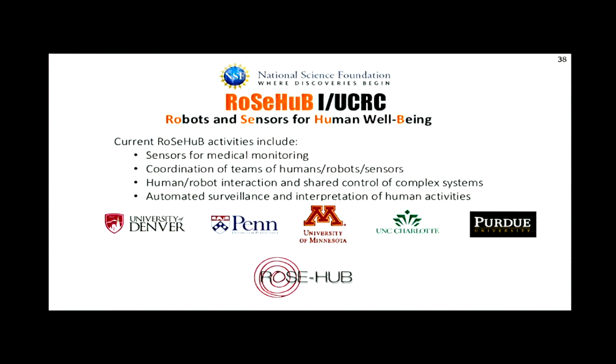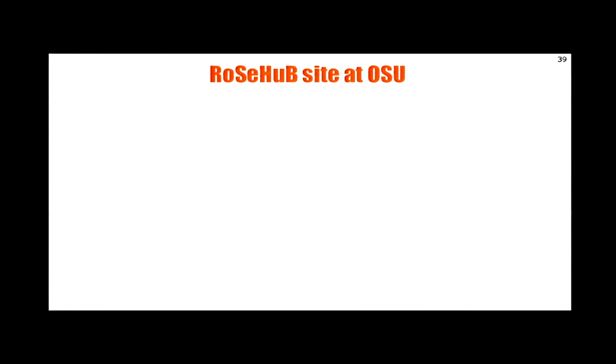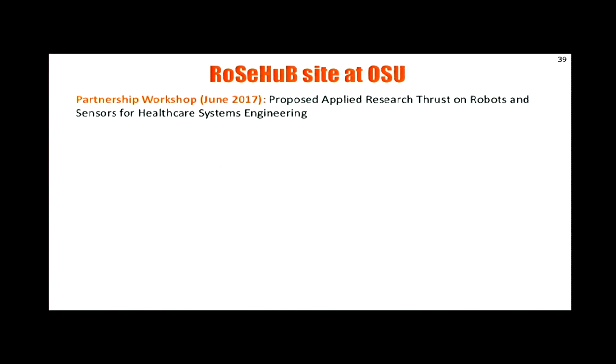As it turns out, there is already an IUCRC in this space called ROSE Hub, Robots and Sensors for Human Well-Being. Gee, what you can find when you use the wise internet, right? ROSE Hub has been there and includes five universities already working together for the past year and a half in this space. So we put together a strategy for potentially having such a site here at OSU.